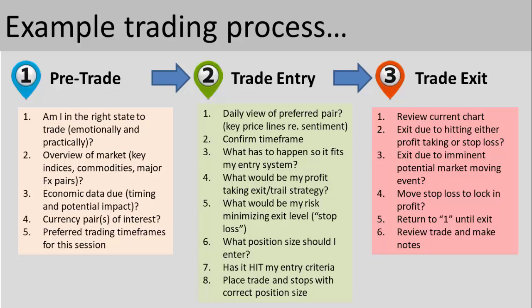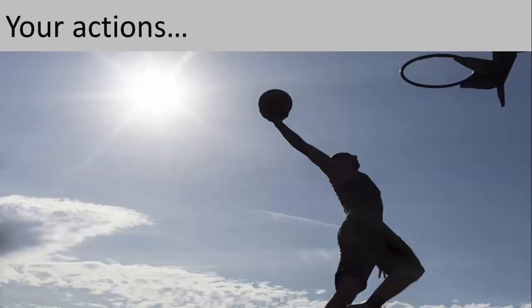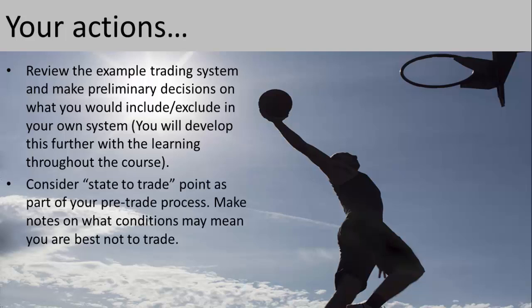And your task is to develop a system which allows you to manage your trading activities in all of those 3 stages. Now, recognizing that this is new to many of you, we'll be covering all these aspects in detail in modules 2 and 3. So your actions from this unit is review the example trading process, and make preliminary decisions on those aspects you would include or exclude in your own system. As I said before, we'll develop this further with the learning throughout the course, so treat this as a dynamic document. But I want you to start right at the beginning.